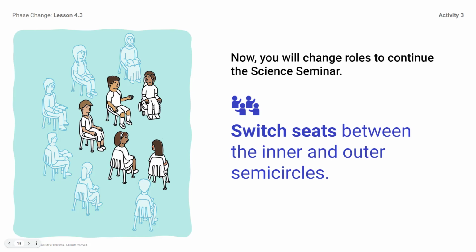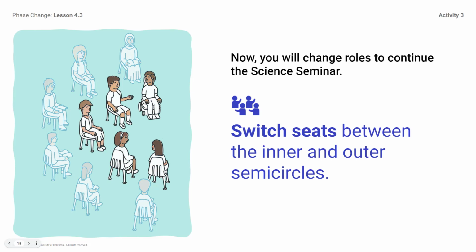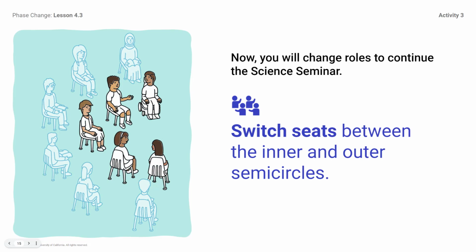Now you will change your roles to continue the science seminar. Switch seats between the inner and outer semicircles. Students moving to the inner semicircle, take out your science seminar materials. Students moving to the outer semicircle, take out your science seminar observation sheets or turn to page 120 of your investigation notebook.